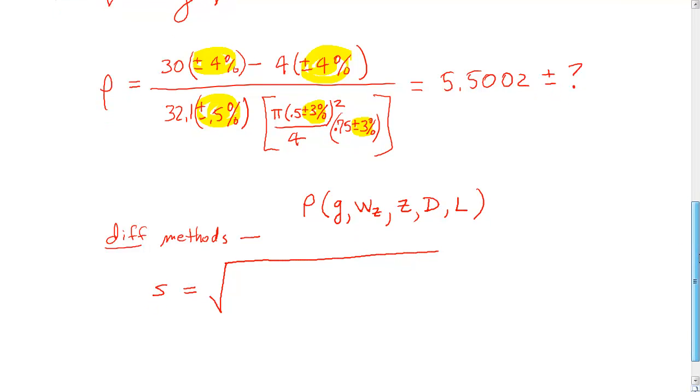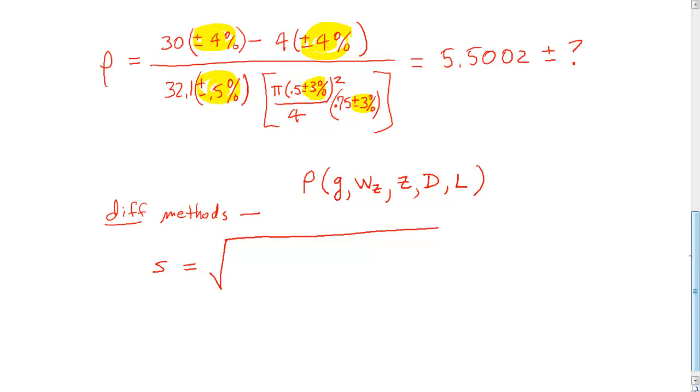Now, it can get kind of complicated, but it's not that bad if you look at this, because you can realize that it's nothing more than WZ minus Z over G. Now I've got to carry this term in there, pi d squared over 4 times L. So if I had L, D, G, Z, and then WZ, then that's all I need. 1, 2, 3, 4, 5.